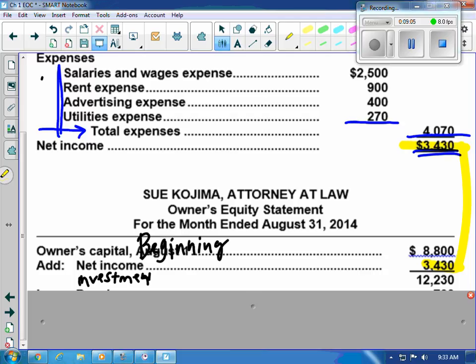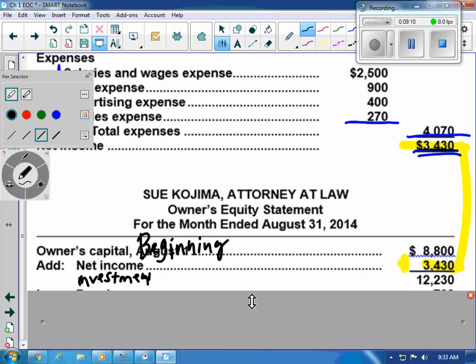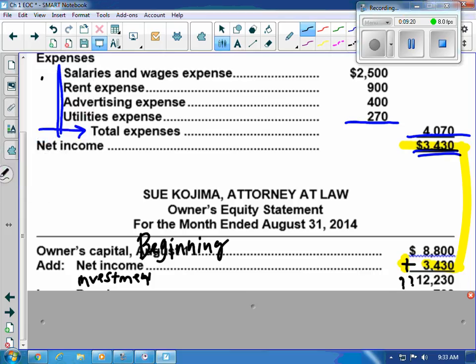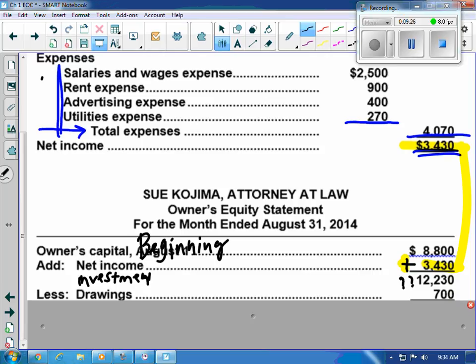But I would, for your sanity, put a plus sign right there. If you want to do a little subtotal, you can. I'll put question marks by that because you wouldn't need to. We're going to subtract off our drawings. Or if we would have had a net loss, that's where that number would have been shuffled down to. But we didn't have a net loss.